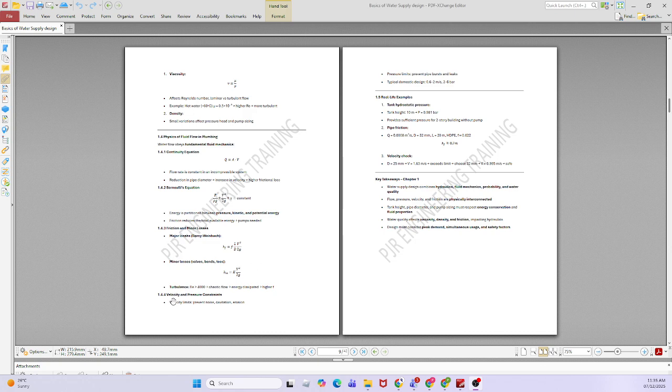There are three types of flow: laminar flow, transition flow, and turbulent flow. And there are velocity and pressure constraints for the water supply. Here you can calculate the hydrostatic pressure in the tank and pipe friction by using the equations. Whatever equations we have seen, you can also use them to check the velocity.